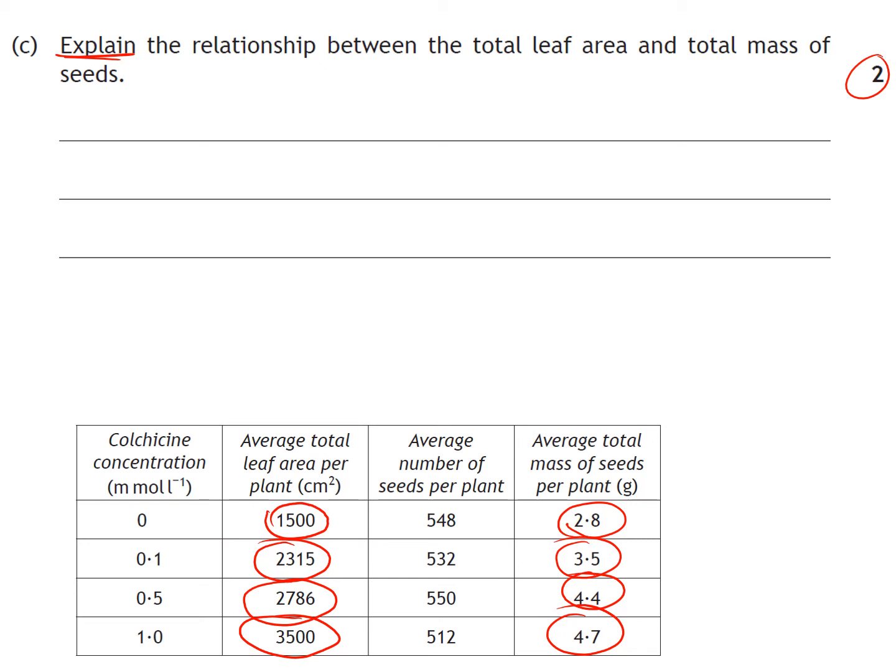Explain the relationship. Okay, leaf area is to do with photosynthesis. The more photosynthesis you have, the more food is being synthesized, and the excess can be stored in seeds. That's where you need to link it all together. So it's about photosynthesis, and therefore more energy that can then be used to make the seeds.